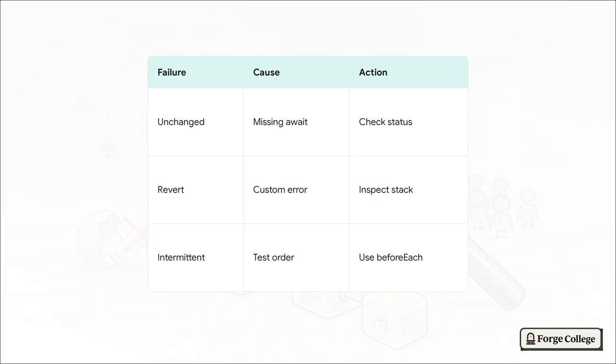When the observed state doesn't match the expected state, we can pull up this systematic troubleshooting chart. If the state is unchanged, you might have just missed an await command. If it reverts without a message, a custom error was likely thrown. And if you have an intermittent failure, which, let's be honest, is the absolute most annoying kind of bug, you probably have a test order dependency and need to rely on a fresh beforeEach deployment. This table right here will literally keep you from tearing your hair out when things go sideways.